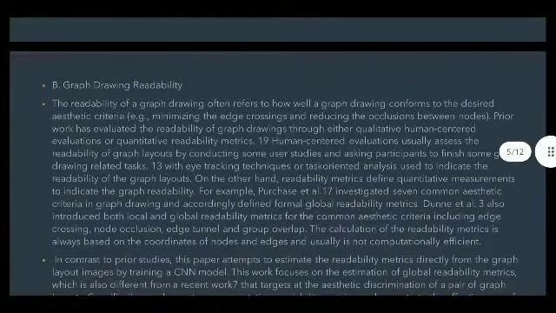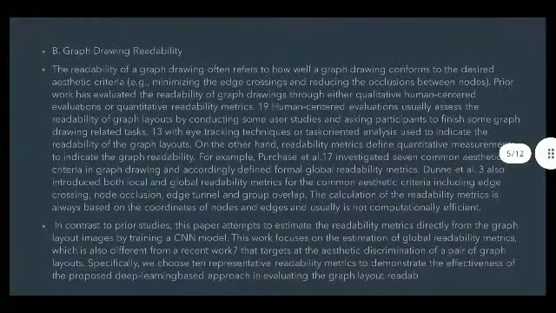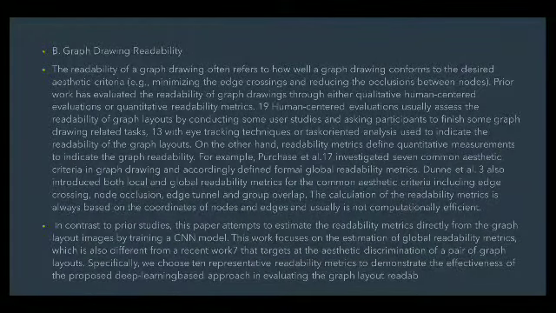And graph drawing readability. The readability of a graph drawing often refers to how well a graph drawing conforms to desired aesthetic criteria. Prior work has evaluated the readability of graph drawing through either qualitative human-centered evaluation or quantitative readability metrics, for example, minimizing the edge crossings and reducing the occlusions between nodes.